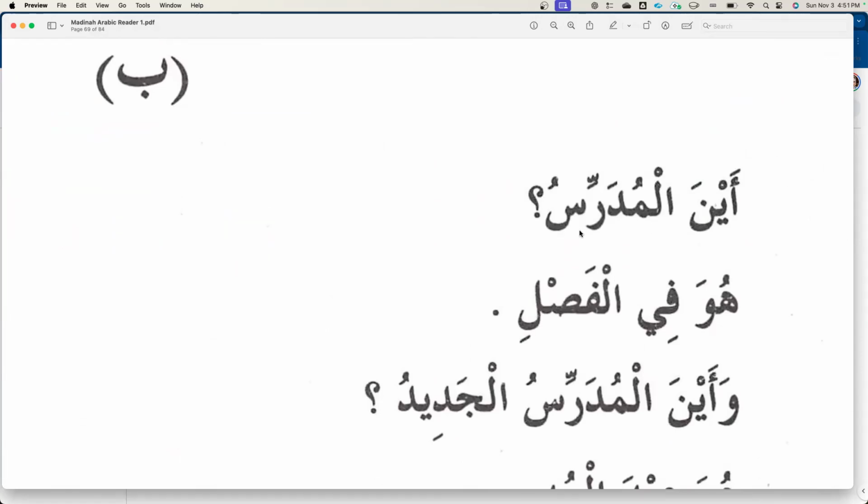أين المدرس؟ هو في الفصل. Translate. Where is the teacher? He is in the classroom. أين المدرس؟ هو في الفصل. Very nice.